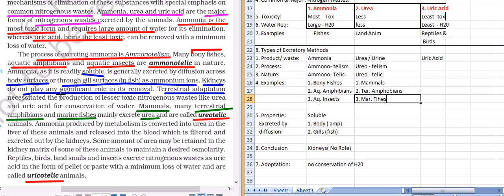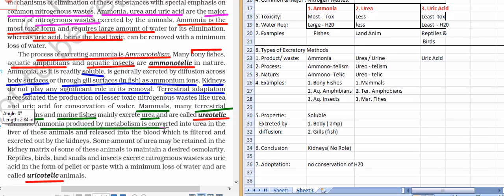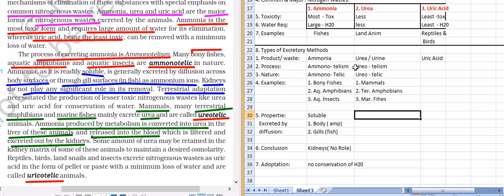Okay, next, any extra points? How is the ammonia produced by metabolism converted into urea, where? In the liver of these animals. Then it is released into the blood. Then it will be removed by the kidneys. With the help of kidneys it will be removed. So we make a point here. Okay. What is the point here?